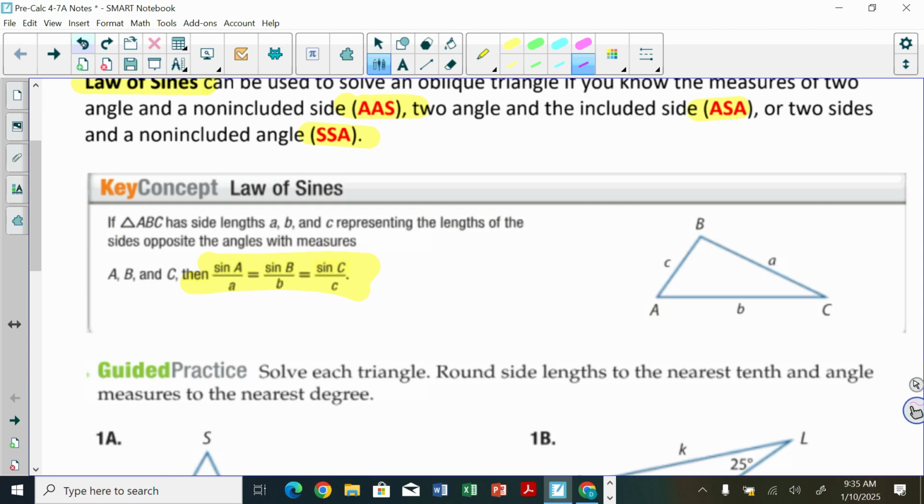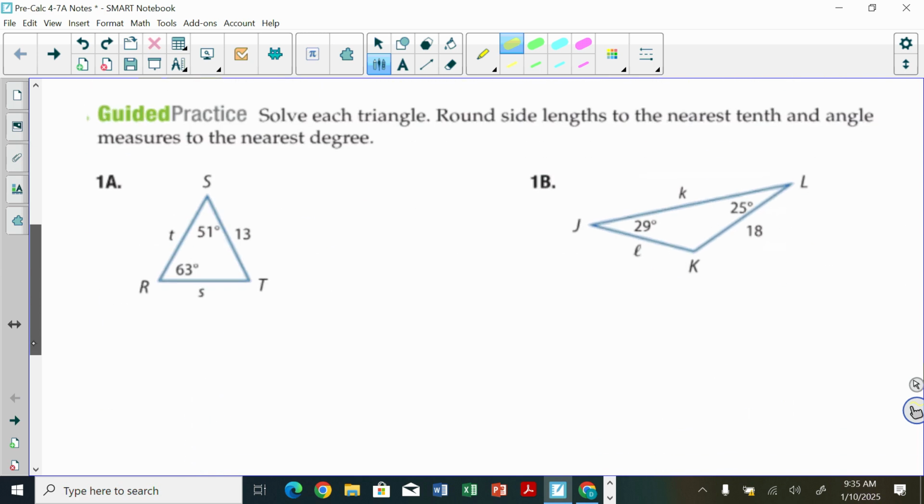Again, just want to point out a couple of reminders: our angle is a capital letter and the side opposite that angle is the corresponding side, lowercase b. So big B, little b, capital C, lowercase c are opposite of those. Okay, so let's get into it. Let's solve each triangle. So solving, remember, means we're going to have to find all sides and all angles here.